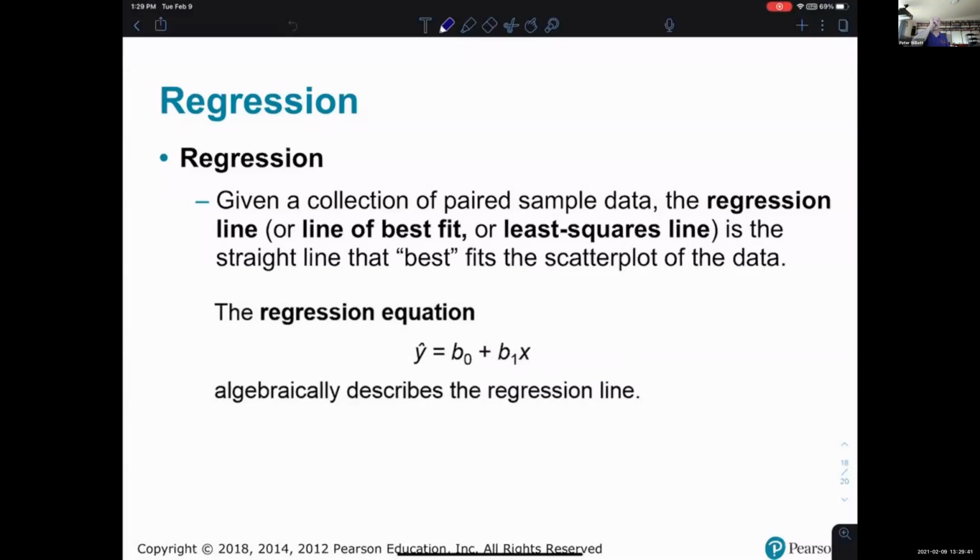Given a collection of paired sample data, the regression line, sometimes referred to as the line of best fit, or least squares line, is the straight line that best, in quotes, fits the scatter plot of the data. In other words, if you're looking at a scatter plot, you're saying it's kind of like a line. Where would you put a line that you think would best represent what you're seeing in the scatter plot? There's a formula that we'll work with later to actually produce that, but again, the calculator will do it for us.